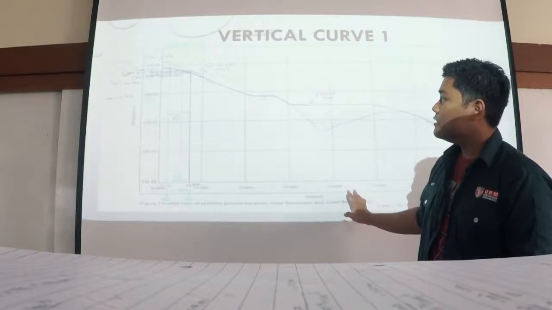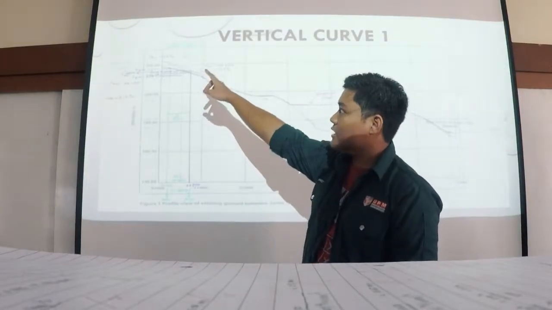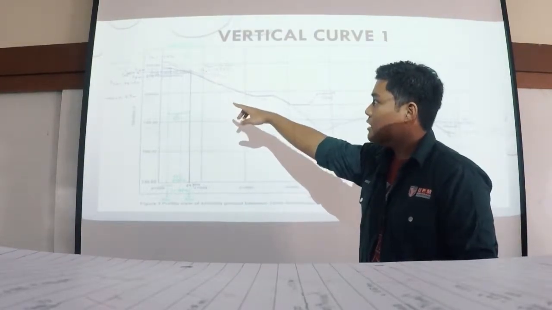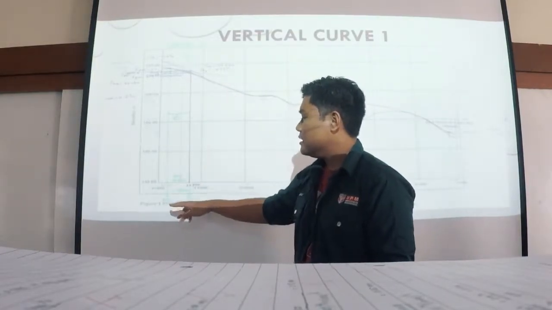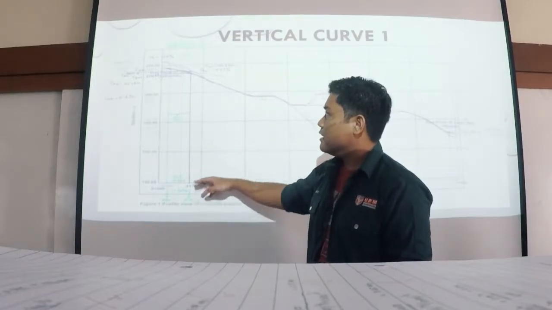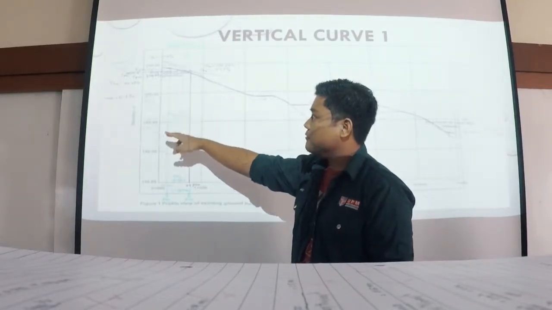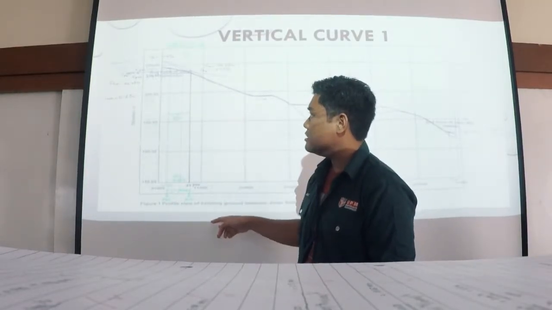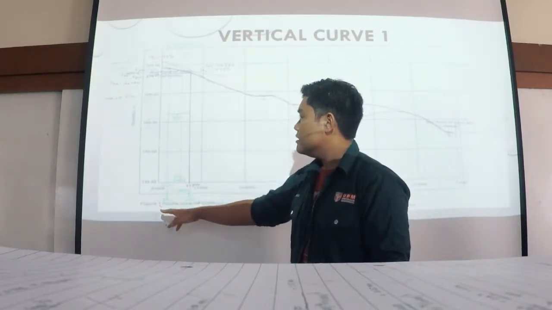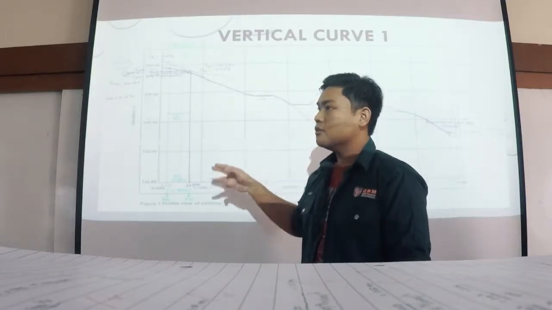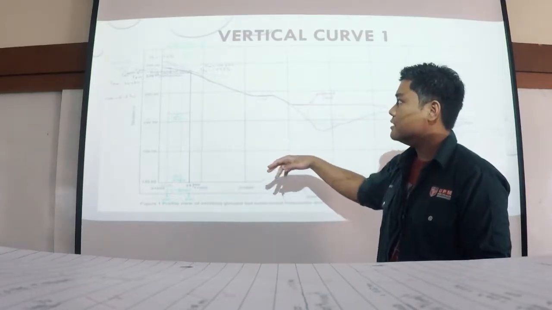Okay, this one is the vertical one. First of all, it's given a -1% grade. After that, we find the PVC. After that, it will be EBT. And we calculate the PVI, which is the elevation 1 and the station 1. And after that, we got the distance between the PVC to the lowest or peak of the curve, which is SM.